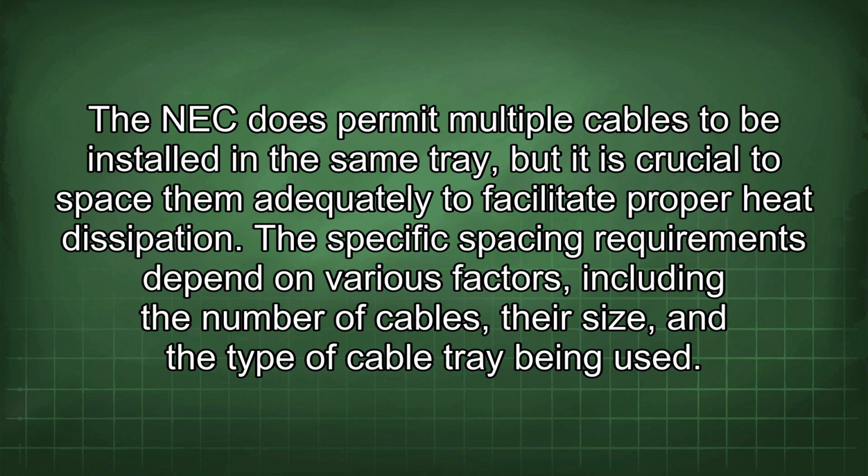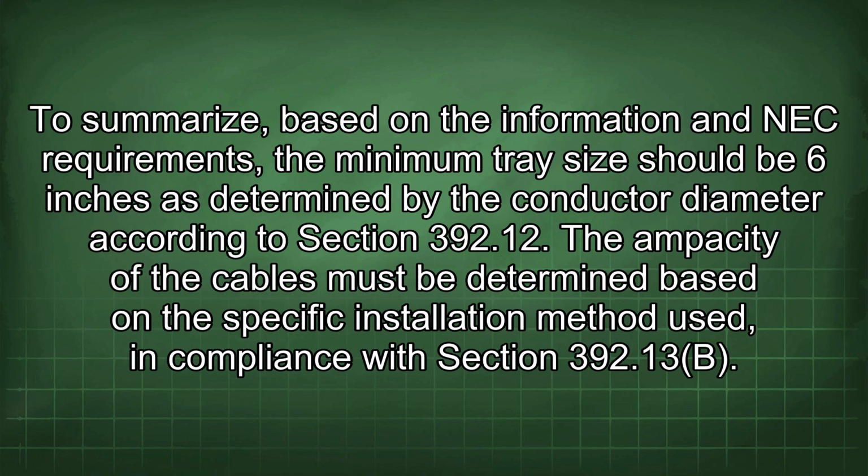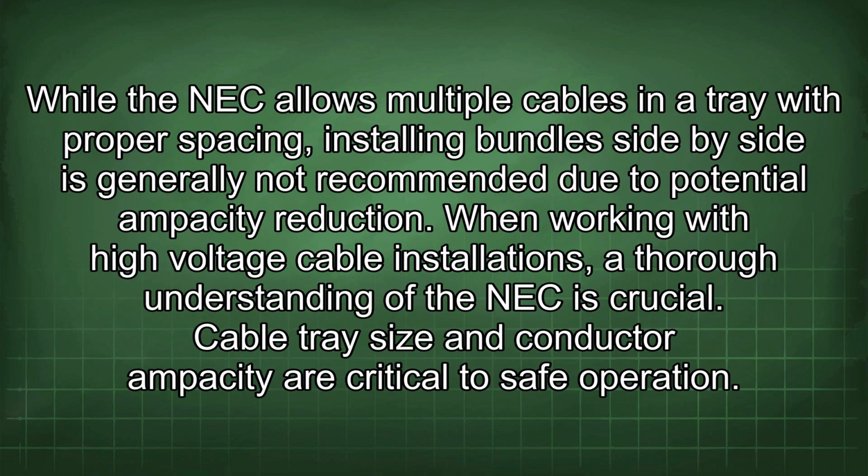The specific spacing requirements depend on various factors, including the number of cables, their size, and the type of cable tray being used. To summarize, based on the information and NEC requirements, the minimum tray size should be 6 inches as determined by the conductor diameter according to section 392.12. The ampacity of the cables must be determined based on the specific installation method used, in compliance with section 392.13(b). While the NEC allows multiple cables in a tray with proper spacing, installing bundles side by side is generally not recommended due to potential ampacity reduction.